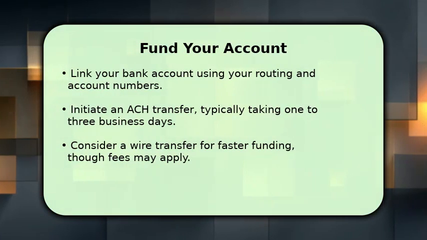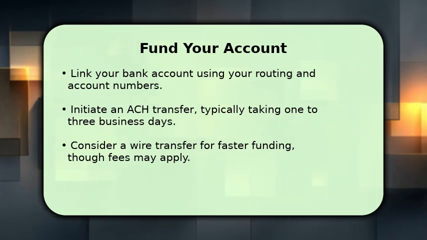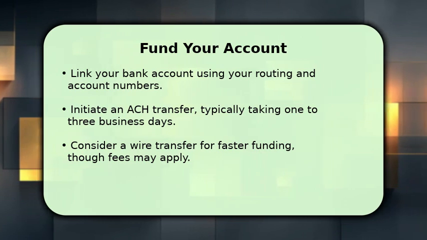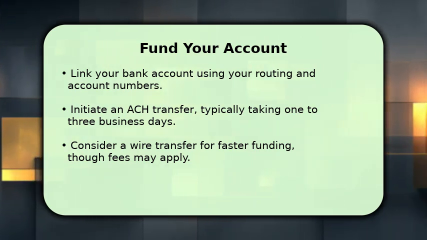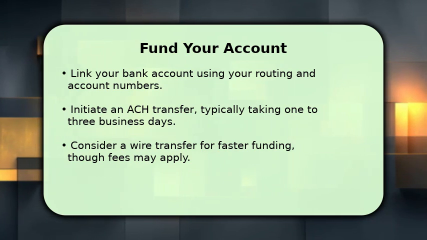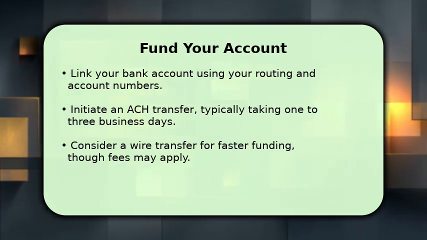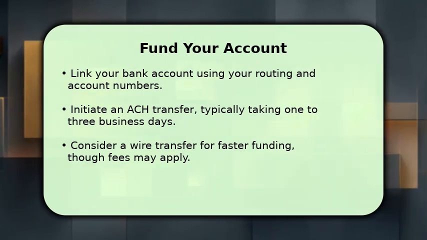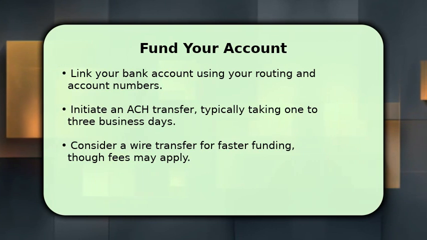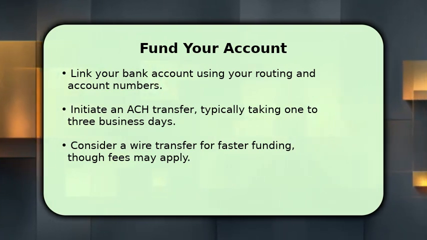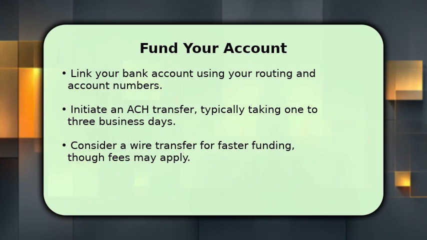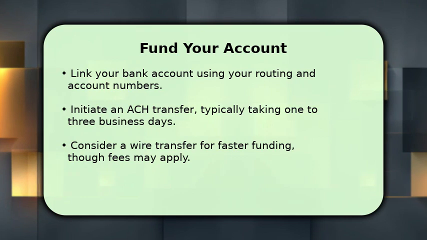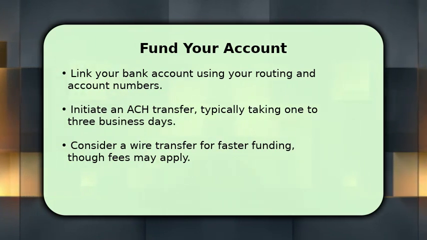Once your personal details are submitted, the next step is to fund your Webull account. You can easily link your bank account by providing your routing and account numbers. An ACH transfer is a common method, usually taking 1 to 3 business days for funds to become available. For quicker access to your funds, you might consider a wire transfer, though it's important to note that this option may involve additional fees. Choose the method that best suits your needs.